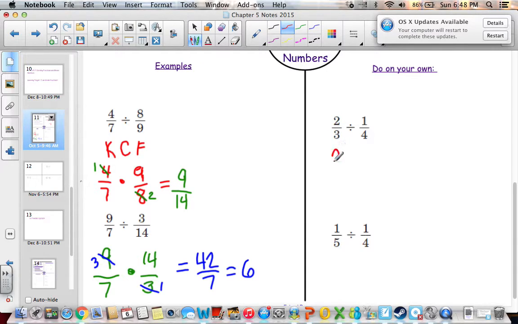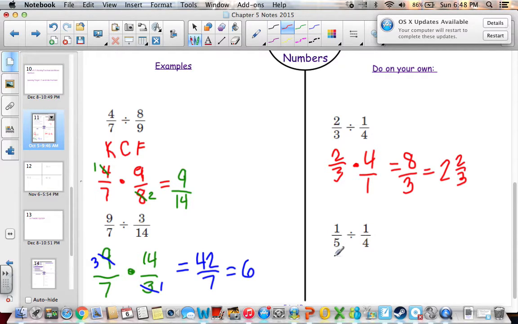So we keep 2/3. We change to multiplication, and we flip to 4/1. So 2 times 4 is 8. 3 times 1 is 3. I need to change it to a mixed number. I know that 3 goes into 8 2 times, so 3 times 2 is 6. 8 minus 6 is 2, so I have 2 left over. And then I keep the denominator. So your answer should be 2 2/3.